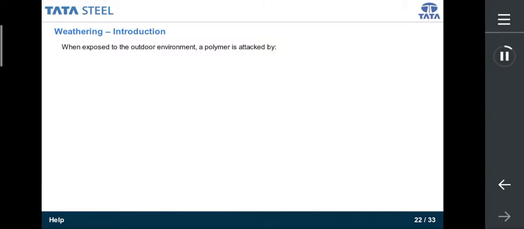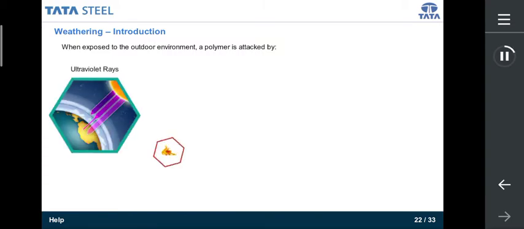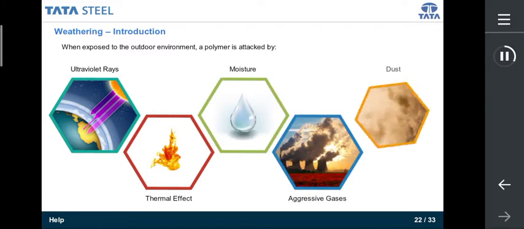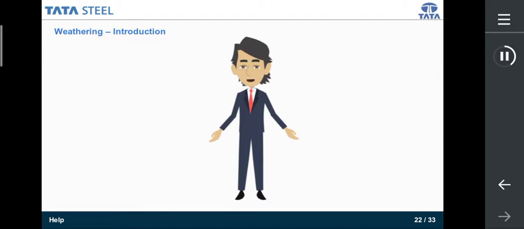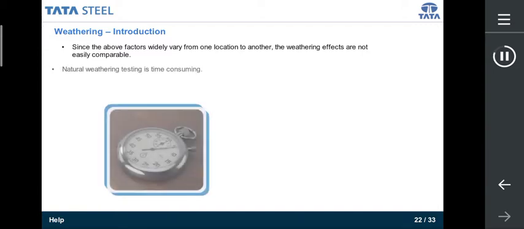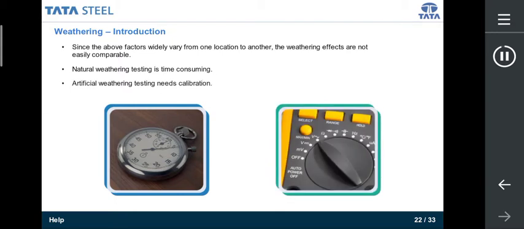When exposed to the outer environment, a polymer is attacked by ultraviolet rays, thermal effect, moisture, aggressive gases, and dust. Unless a polymer is stabilized, it will not last long under these conditions. Since the above factors widely vary from one location to another, the weathering effects are not easily comparable. Natural weathering testing is time-consuming. Artificial weathering needs calibration.